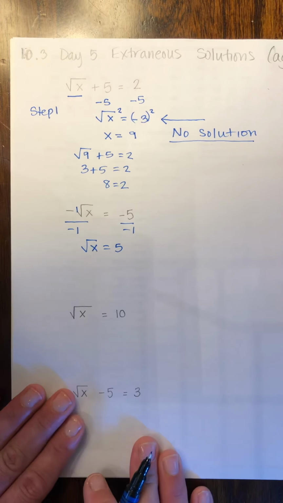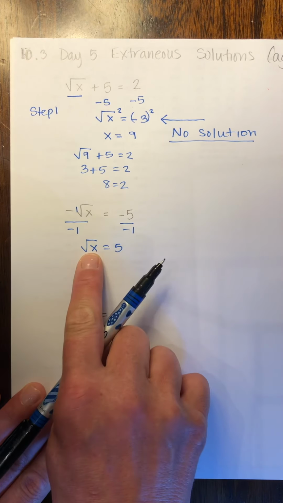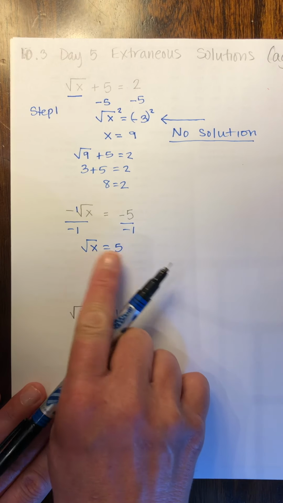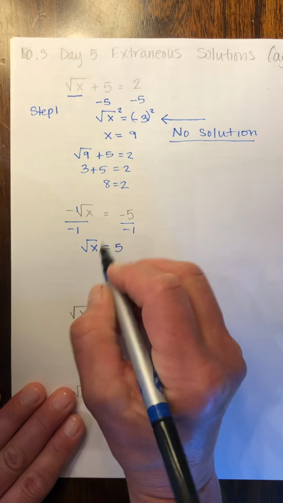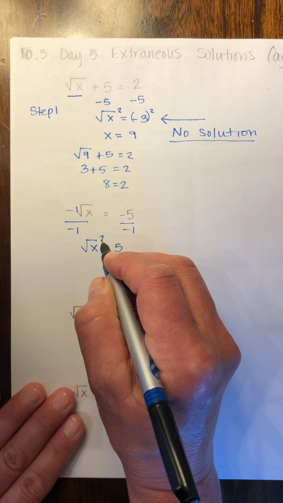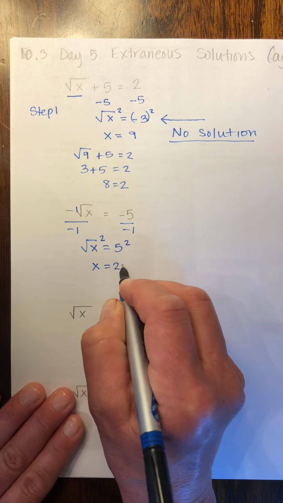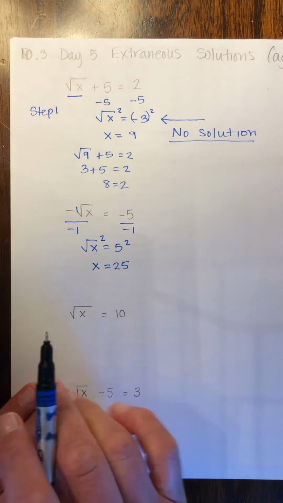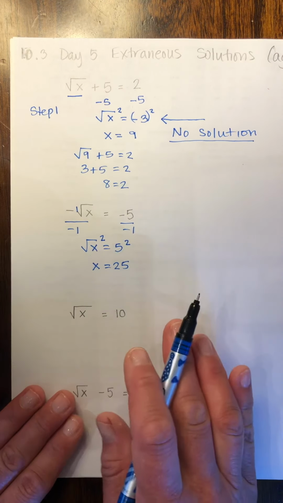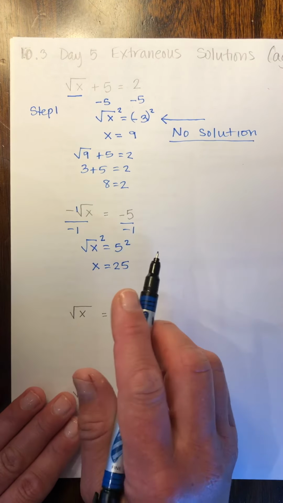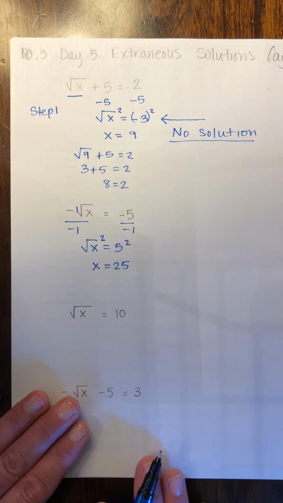Now, this is why a lot of you missed your assignments yesterday. You stopped right here and you told me that x equals 5. Well, x doesn't equal 5, because that would mean the square root of 5 is 5, and that's not true. Remember, to get the square root off, you square both sides. So the answer is x equals 25. Now, I don't want you typing in on the answer form x equals 25. Just put 25. If you write x equals 25, it will count it wrong.